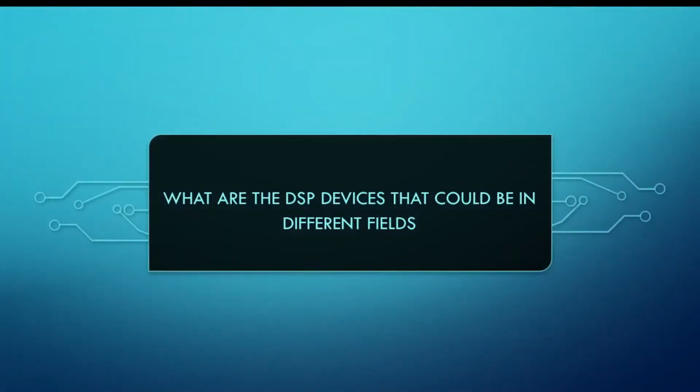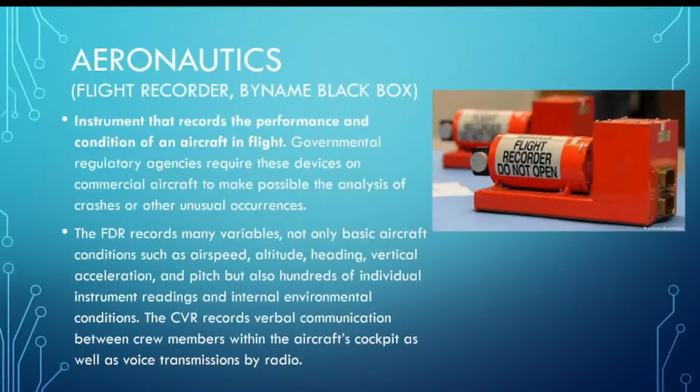So what are the DSP devices that could be in different fields? First is the field of aeronautics. The DSP device found in aeronautics is the flight recorder, known as the black box. This instrument records the performance and condition of an aircraft in flight.